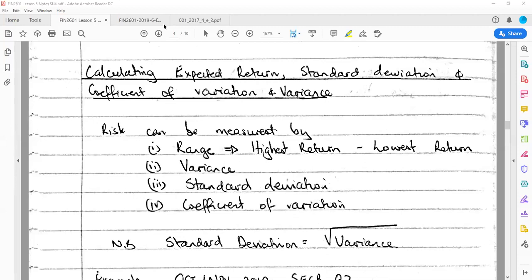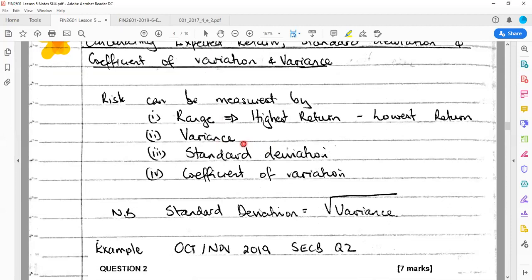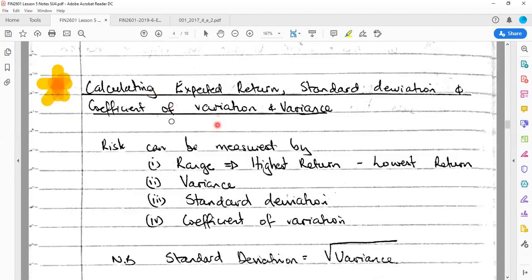The next very important item you need to note in the study unit is calculating expected return, standard deviation, coefficient of variation, and the variance. Now this is very important, and it comes almost in every exam with a lot of marks. Some of these are measures of risk. The range is a measure of risk. It was supposed to be on this list. You have to know how to calculate the range.